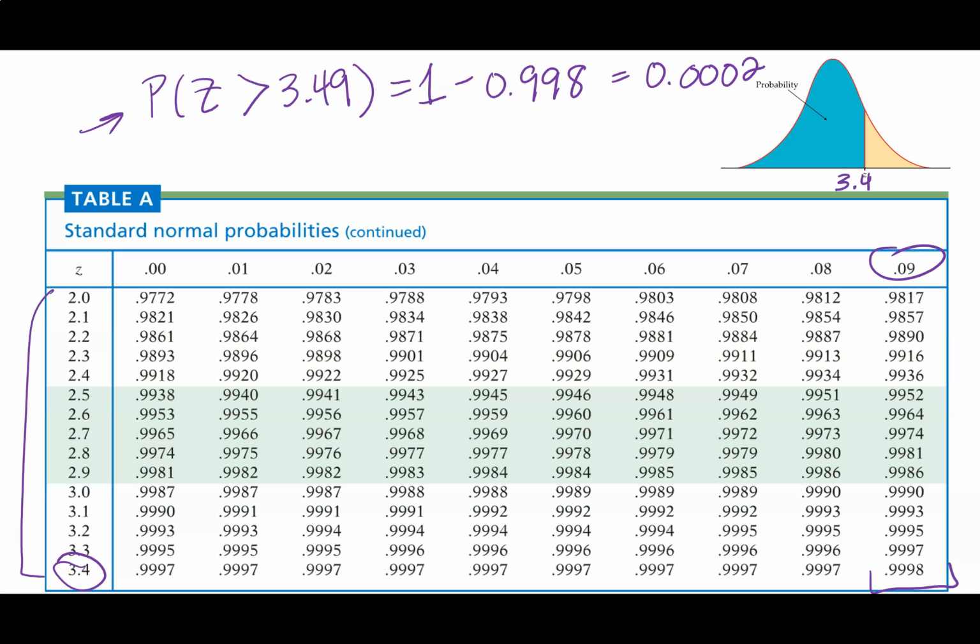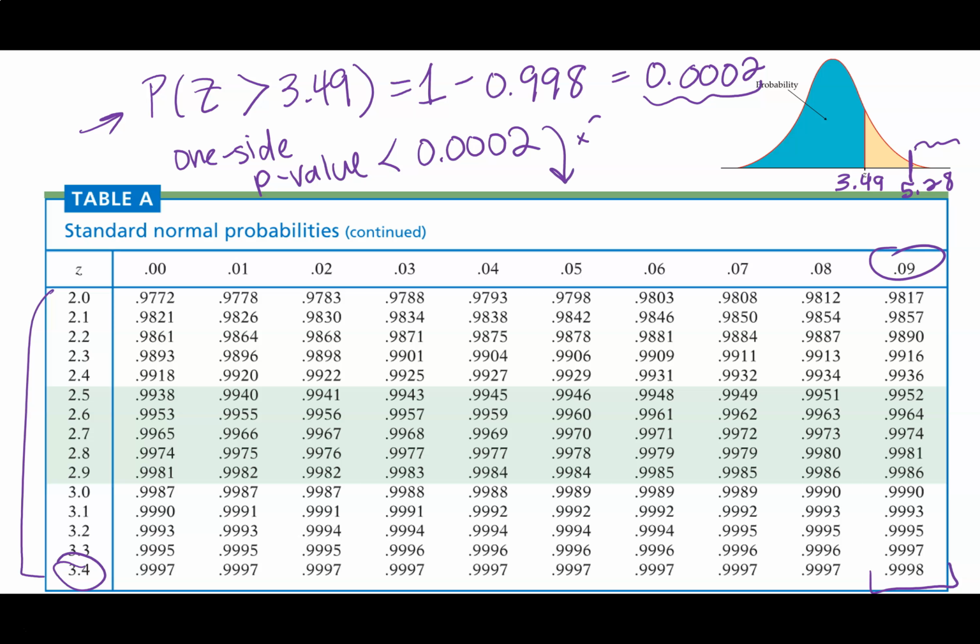I want something that's even higher than 3.49. So if this is 3.49, 5.28 is even further out, which means this area is smaller than this. So my one-sided p-value is smaller than 0.0002. If I want my two-sided, I would just multiply everything by 2. So my two-sided p-value is smaller than 0.0004.